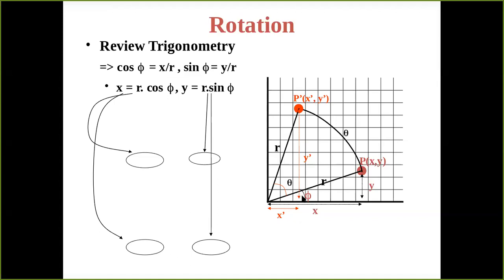Okay, because you change only the angle. Previously it was phi, now it is theta plus phi. R is similar, x and y is changed now, x dash y dash. So if you don't want to do deep calculation, just replace this formula by y dash and phi to theta plus phi. So here what will happen? Sin theta plus phi equal to y dash upon r. Okay, so y dash will be what? y dash equal to r sin phi plus theta.